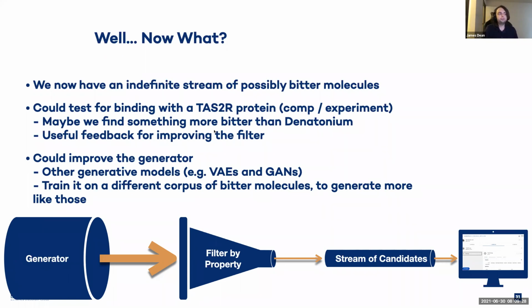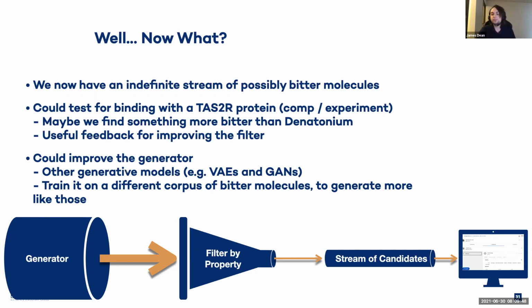This would also provide useful feedback for improving the filter, because we would have some means of generating a bunch of molecules, testing them and labeling them, and then putting them back in our training set for the classifier. So this branch is about increasing the accuracy of our filter or just screening the candidates.